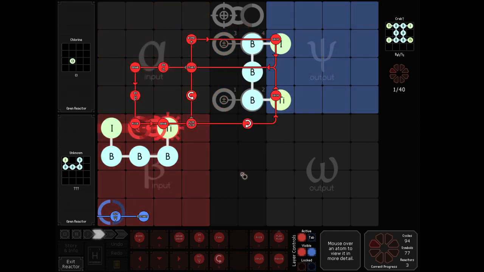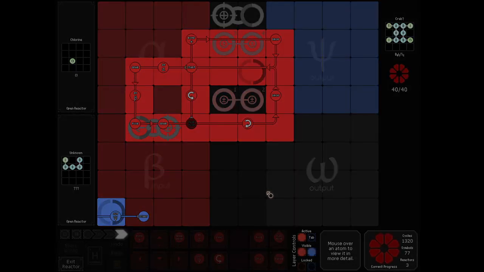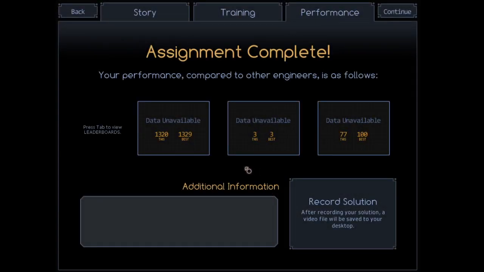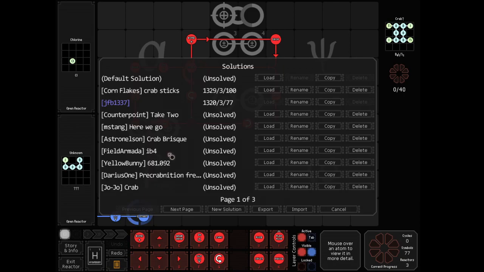Alright. And that'll be good for 1320 cycles. So 9 cycle save, actually, very close race there. And next is Counterpoint with Take 2.